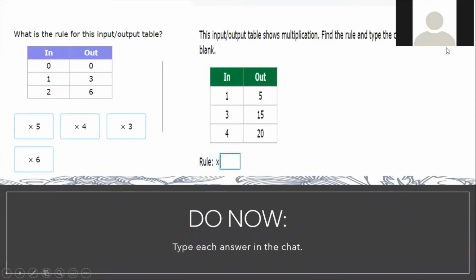Use this input-output table and the rule and type the correct number in the blank. In is the number 1, out is the number 5. In is the number 3, out is the number 15. In is the number 4, out is the number 20. Good, Madison, good, James, Aiden, great job, Willie, Ariella, great job.